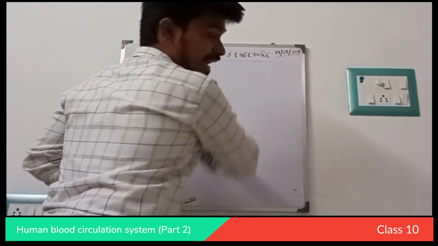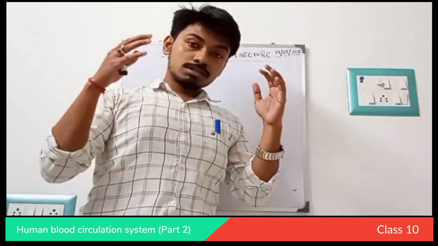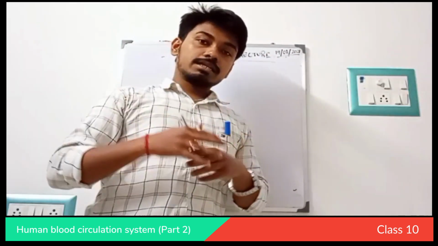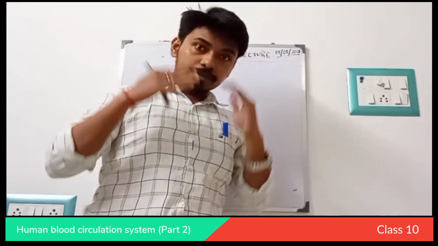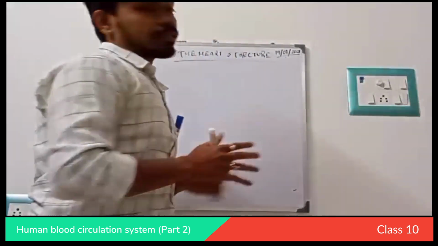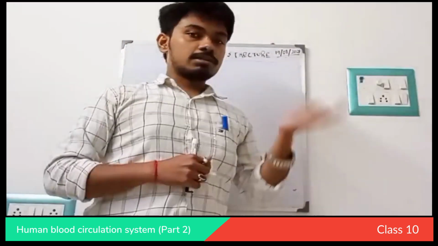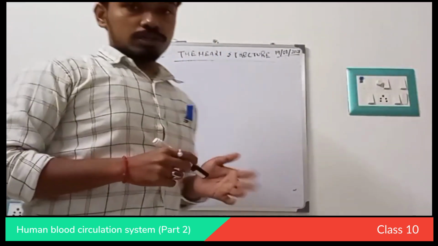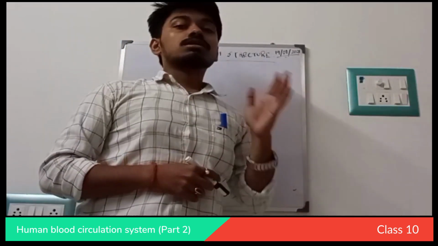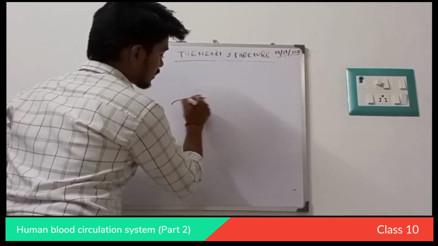We also have the two AV valves, meaning atrioventricular valves. In between the atrium and ventricle there is a valve which prevents the blood from stagnating and maintains unidirectional flow from the atrium to the ventricle. It carries deoxygenated as well as oxygenated blood, in the pulmonary circulation and the systemic circulation. So we have this apparatus like that.